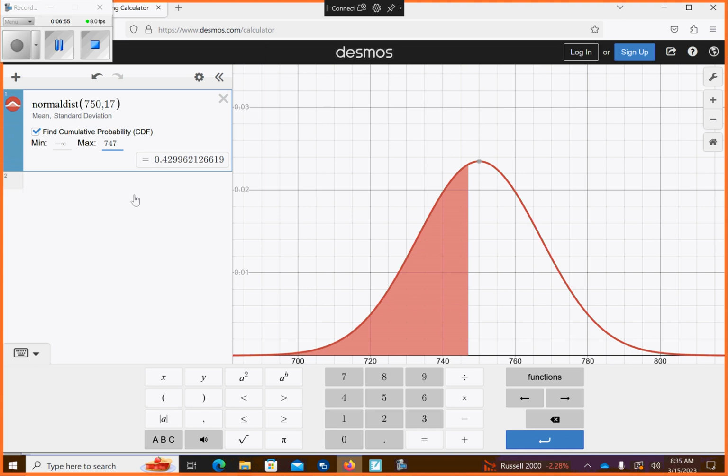Okay. So the hint that they have on this one says, that was number 5, right? This is the p-value. So this is the p-value, that 0.42 or 0.43. That's your p-value then.